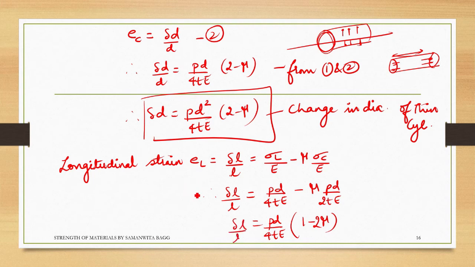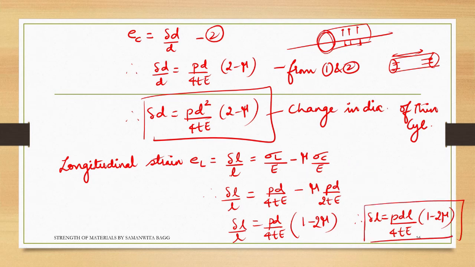This is delta L by L. So directly if I have to calculate delta L, I'll use the formula PdL upon 4TE 1 minus 2 mu. So this is the formula for change in length for a thin cylinder. Now last, let's talk about change in volume.